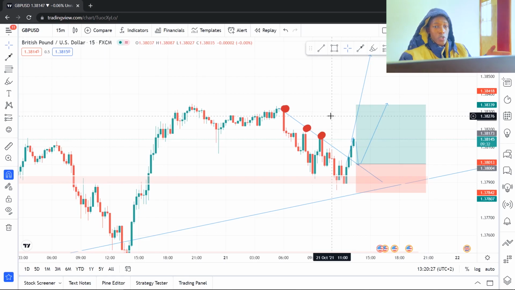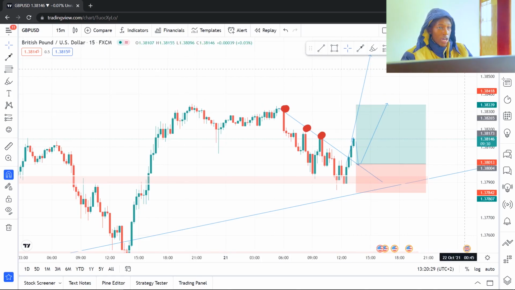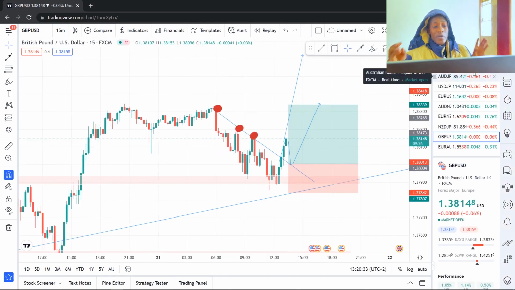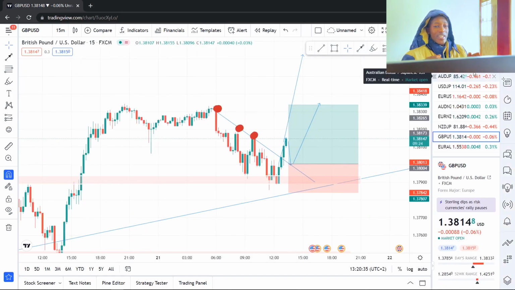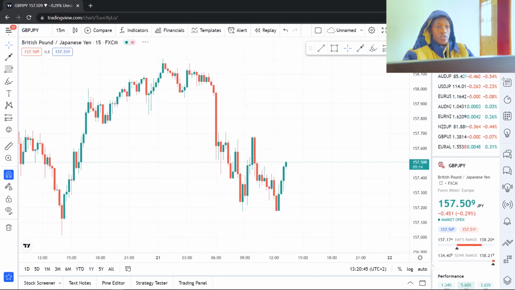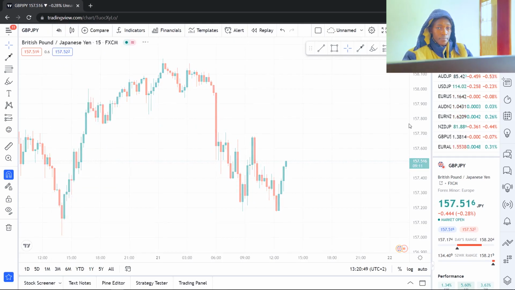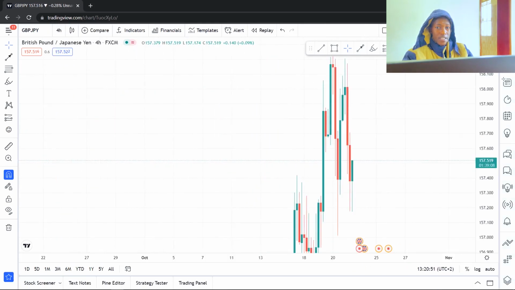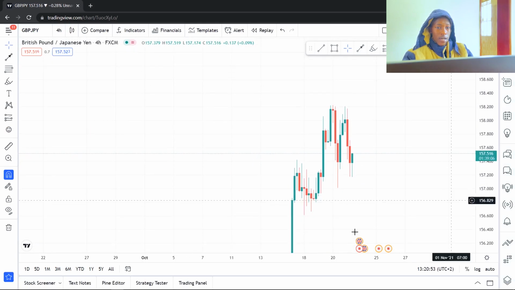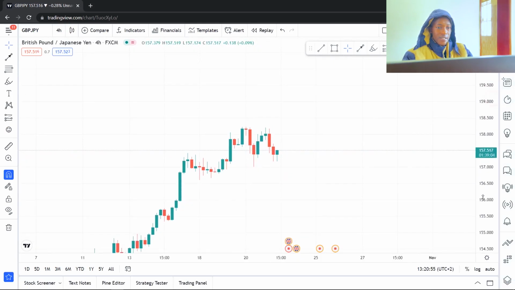Okay, now let me show you. I'm going to go to another currency pair and then show you. By the way, this strategy of getting sniper entries literally works for all currency pairs. It works for currency pairs, for indices, and for volatilities. Now let me show you. So I'm going to go to GBP JPY. Again, we are going to start from a bigger time frame, let's say H4, just like we did currently.